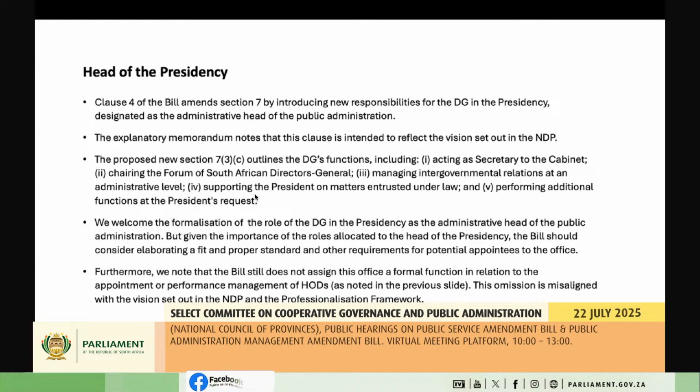And we would also ideally like to see, given the important role that this office plays and could play, even further functions. We would like to see the elaboration of a fit and proper standard for the appointment of people into that office, that DG position.